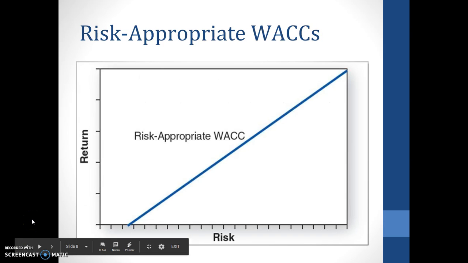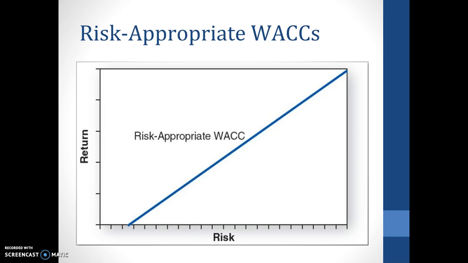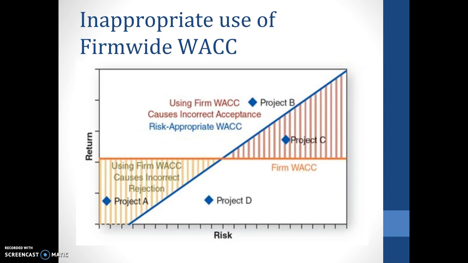Now we have our risk-appropriate WACC. So if we were to take a look at a risk-appropriate WACC, as on the graph here, say theoretically this is an all-equity firm. The risk versus return on the risk-appropriate WACC is listed in this security market line. Now, if I were to evaluate typical projects, the firm-wide WACC is this yellow line here. Let's say it's 12%, whereas the risk-appropriate WACC is the security market line, the blue line.